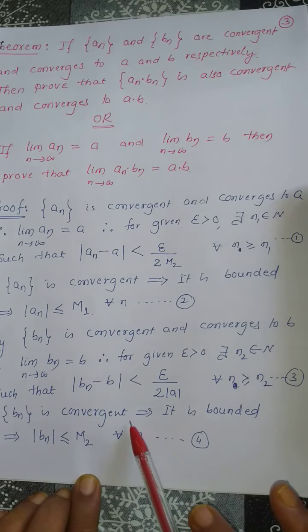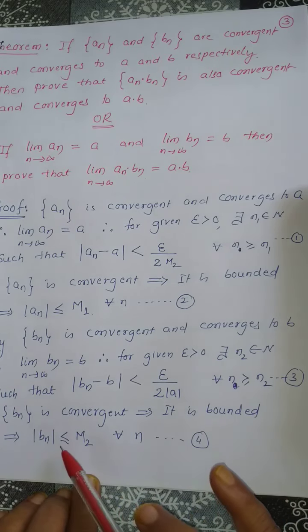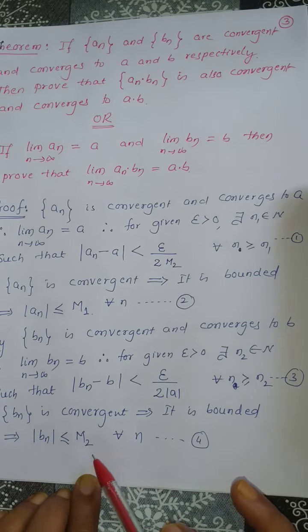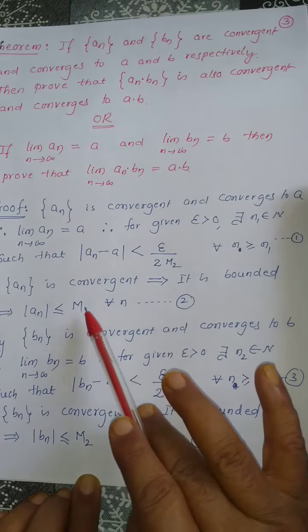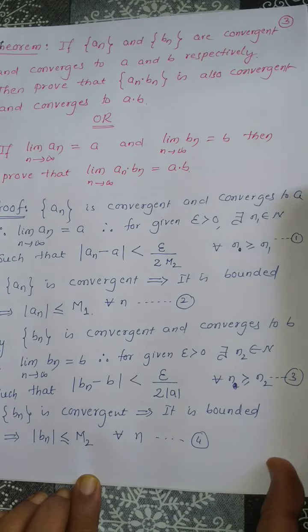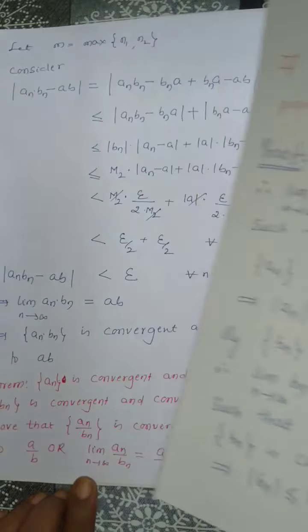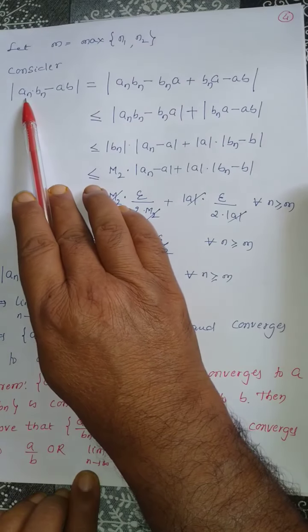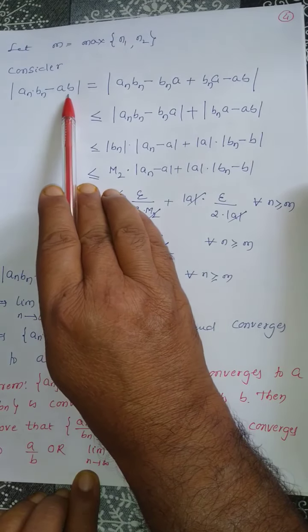So b_n is convergent, again it is bounded, so modulus of b_n is less than or equal to m2 for all n. It is the upper bound definition. Here also it is the upper bound definition. Now let m be the maximum of n1, n2. Then consider modulus of a_n b_n minus ab.